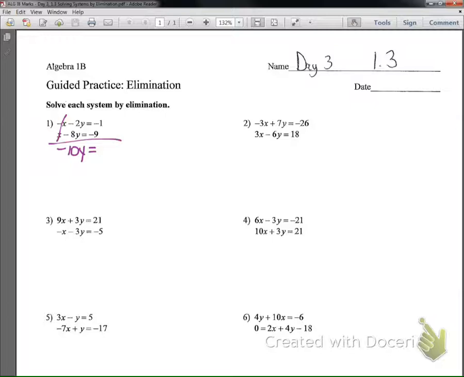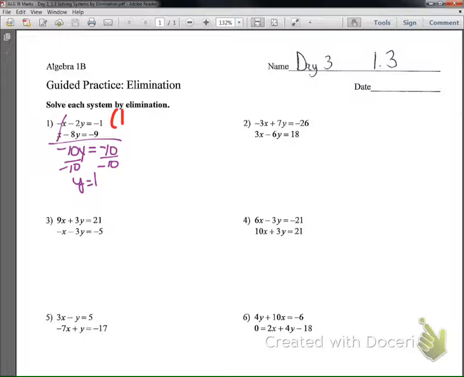Equals negative 1 and negative 9 equals negative 10. And you have to then solve for that one variable. Well, we have a negative 10 that you need to divide both sides by. So y is equal to negative 10 over negative 10, which is just 1. That's part of your answer.